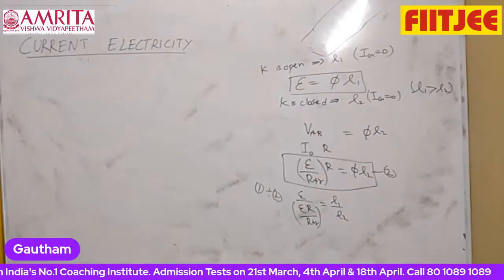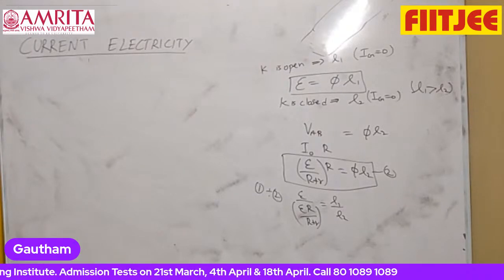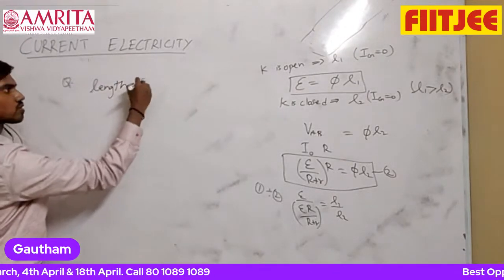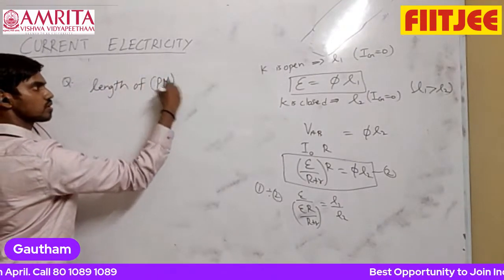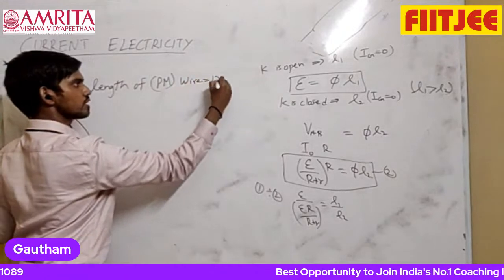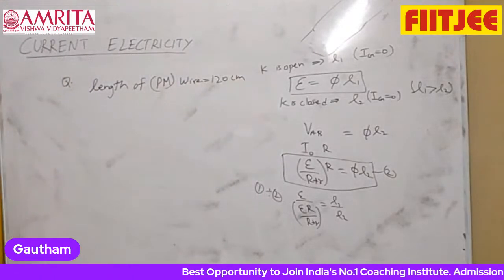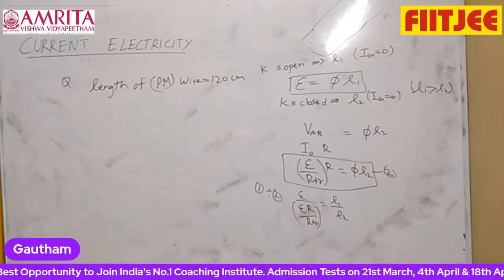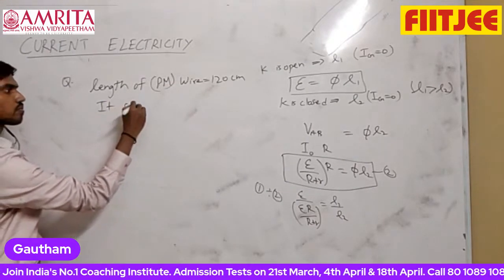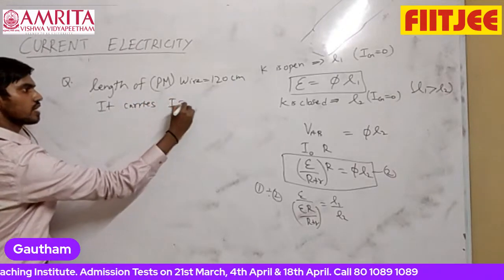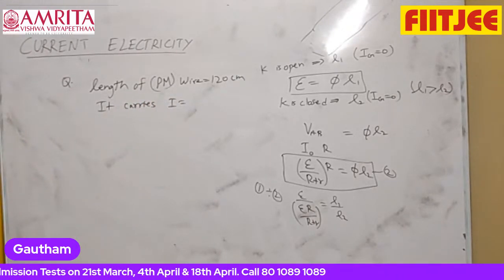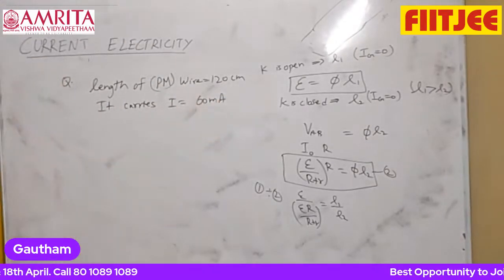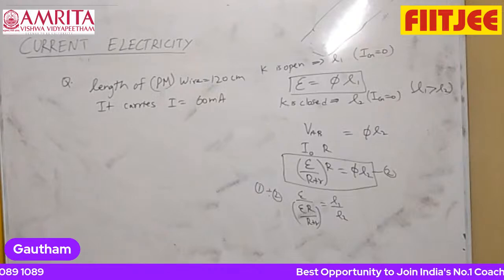So there's a question. The length of a potentiometer wire is 120 centimeters. That is given, and this is also a last year JEE Main question. It is carrying a current I equal to 60 milliamperes.